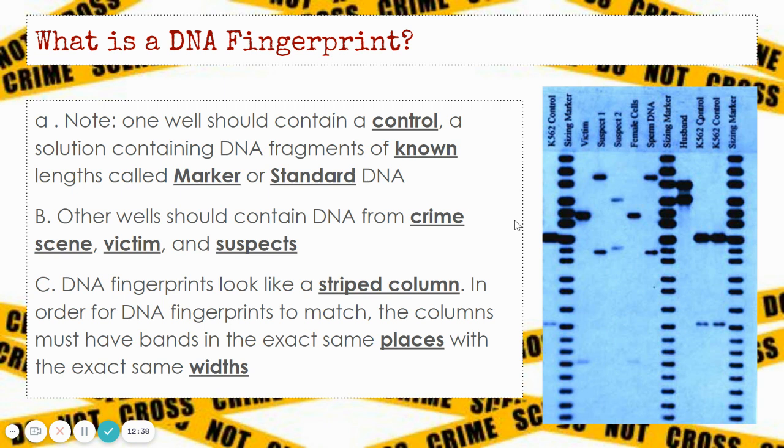So at the end, the DNA fingerprint is going to look like a striped column. In order for DNA fingerprints to match, the columns must have bands with the exact same places, with the exact same widths. So we should have the same quantity of DNA in the same location. You can see here, these are 2 very thick bands. These are 2 very thin bands. We want to match both the thickness and the location.